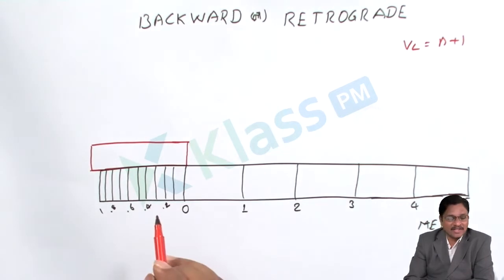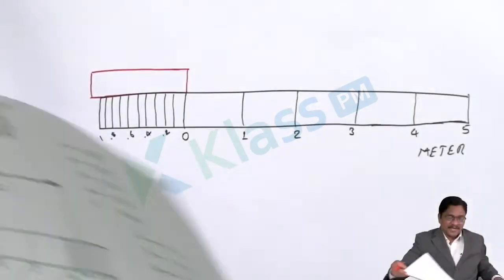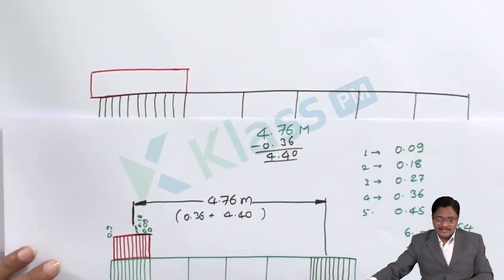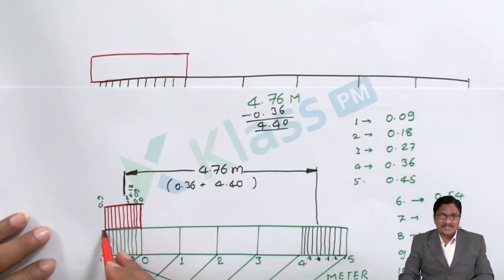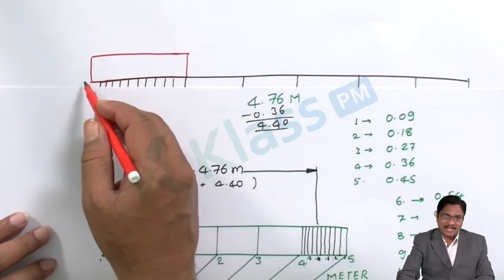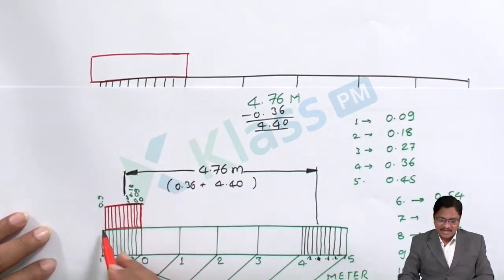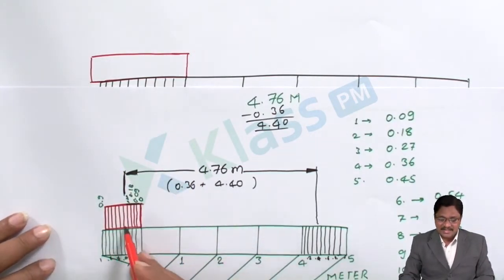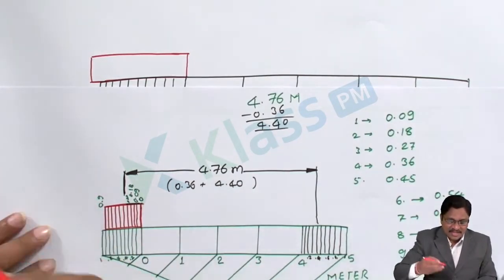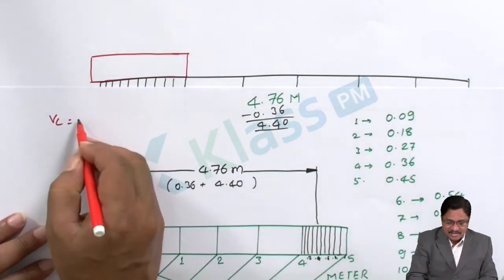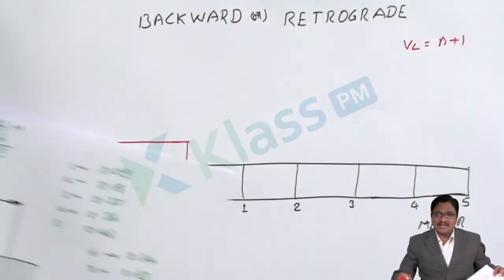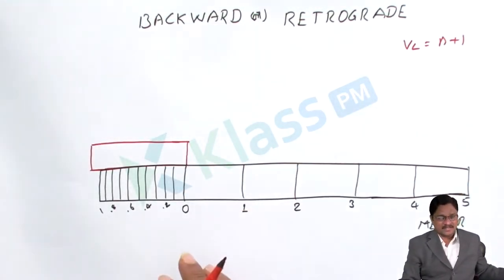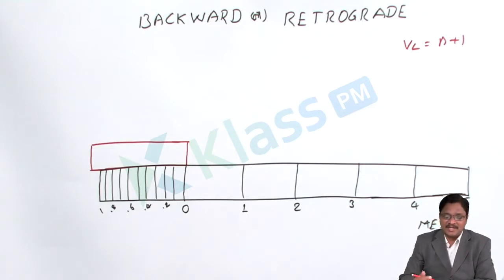Clear? Let us see what the difference is from the previous two. In the previous one, what change are you getting here? There, the 1 minus part was taken, the less part, but here one extra part is taken. So in the forward Vernier, the vernier length is n minus 1. In this case, the vernier length is n plus 1. That is the only difference; the remaining things are the same.